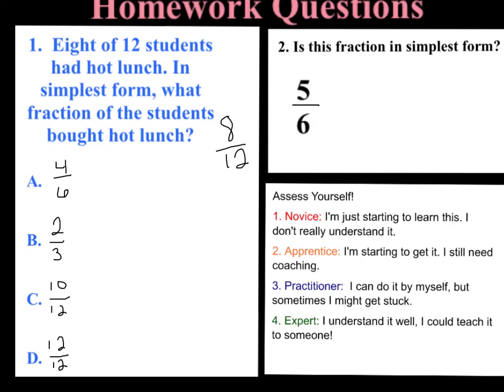Now you need to assess yourself after you get done with the homework. Are you a novice, an apprentice, practitioner, or an expert? Now remember, if you are a novice or apprentice, you need to watch the video again for a better understanding. Work on these problems for homework and I will see you tomorrow.